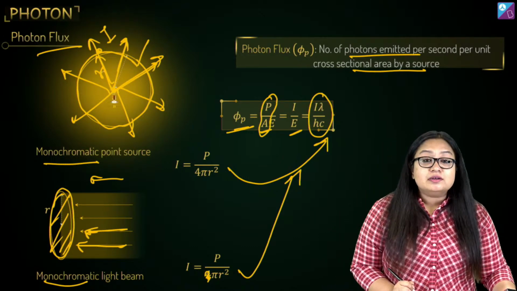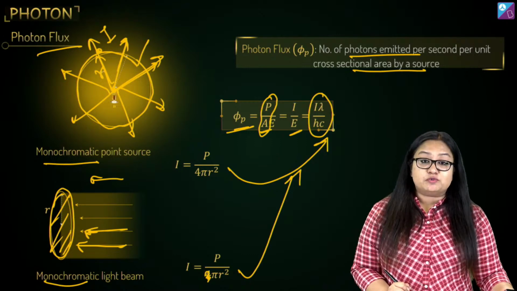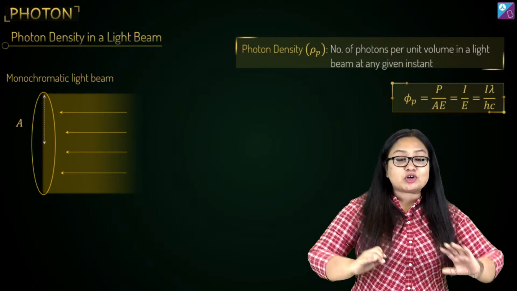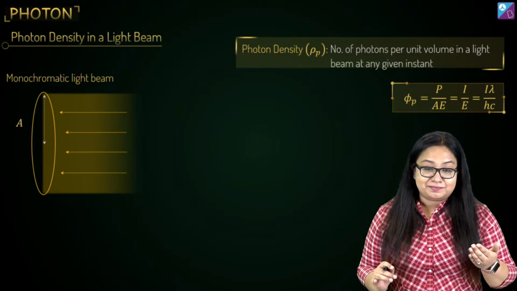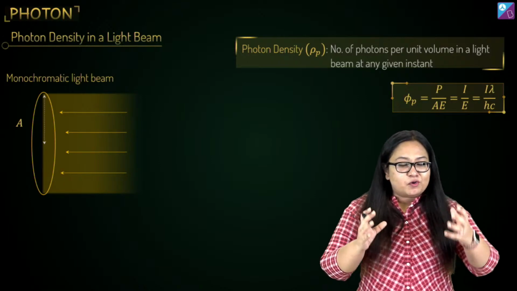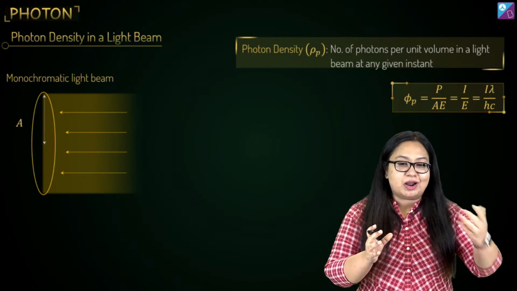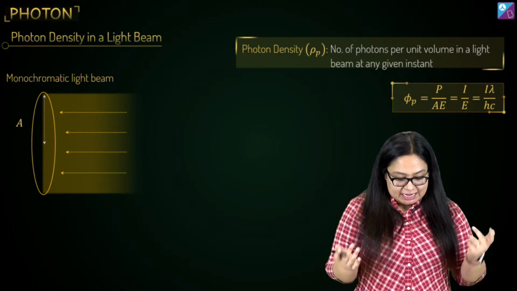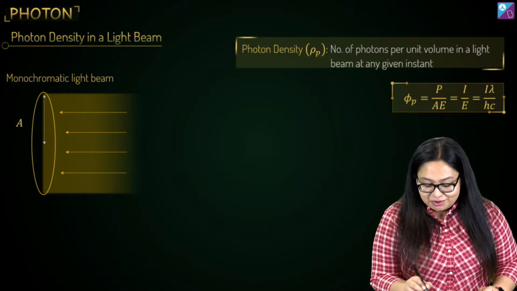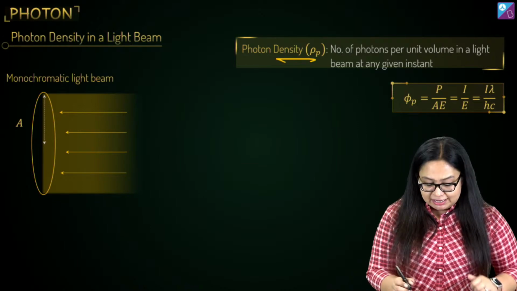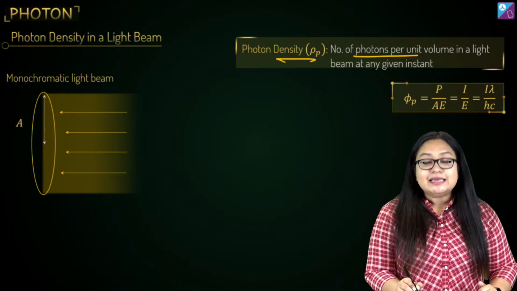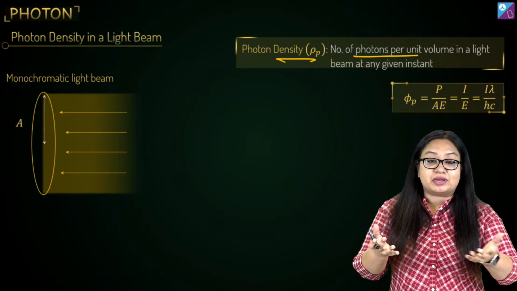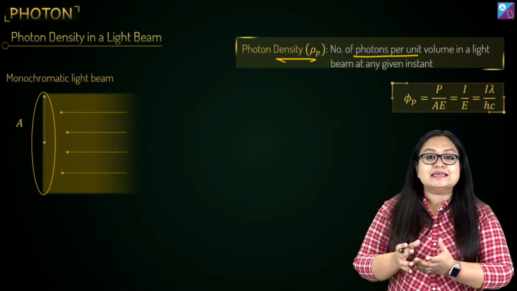Now that we've understood number of photons per second, we've understood photon flux, let's go and understand photon density. Alright. Photon density. Now, what does that mean? What does the name say? Photon density, so number of photons per unit volume. That should give me photon density. That's it. So, photon density in a given region is number of photons per unit volume, and that region will be what? A light beam, right? Because we are talking about photons.